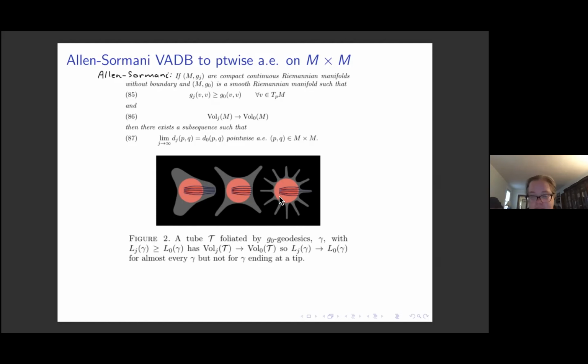And what does that tell us? That tells us that the length of each of the geodesics converges to L0 for almost every gamma, but not for a gamma ending in a tip. So you see there can still be some long ones. So we can use this given here to force that most of the gammas will converge to a limit gamma. And then we do this for every tube, and we keep working and keep working. That's where the pointwise almost everywhere is coming in. It's really like pointwise almost every geodesic gamma between points in M cross M. And because of that, it's P comma Q in M cross M.